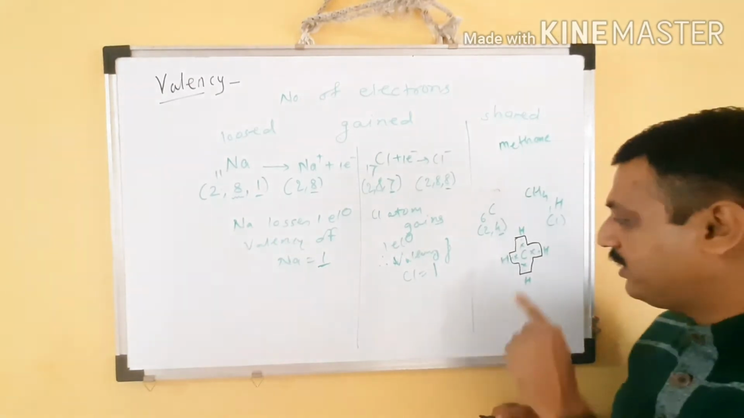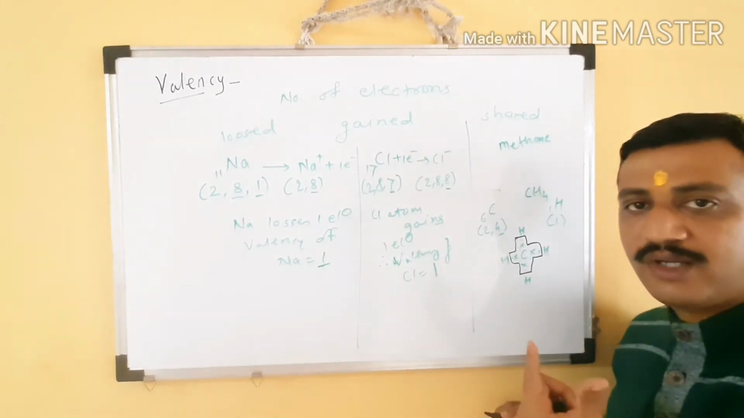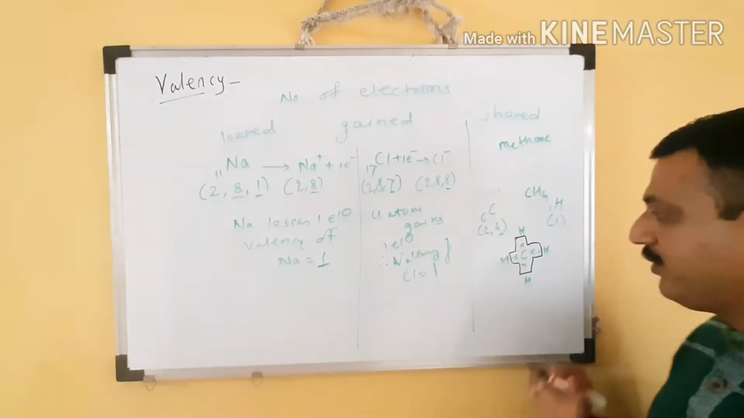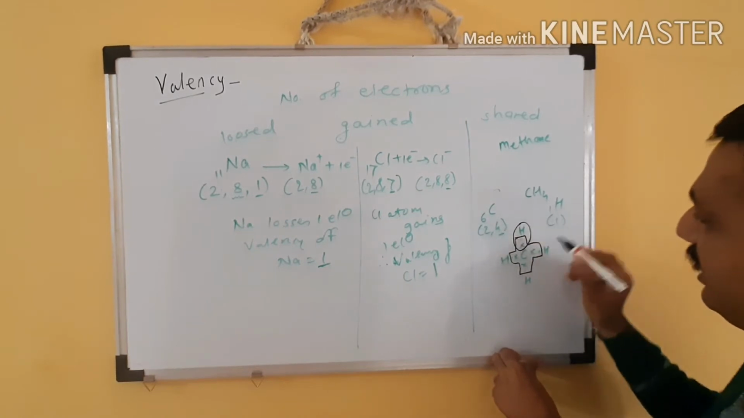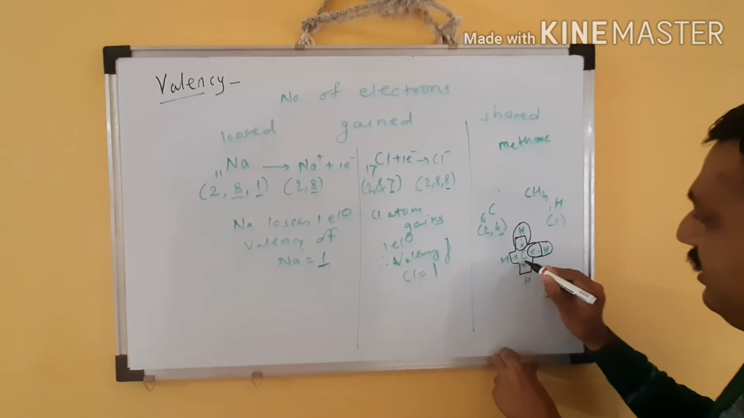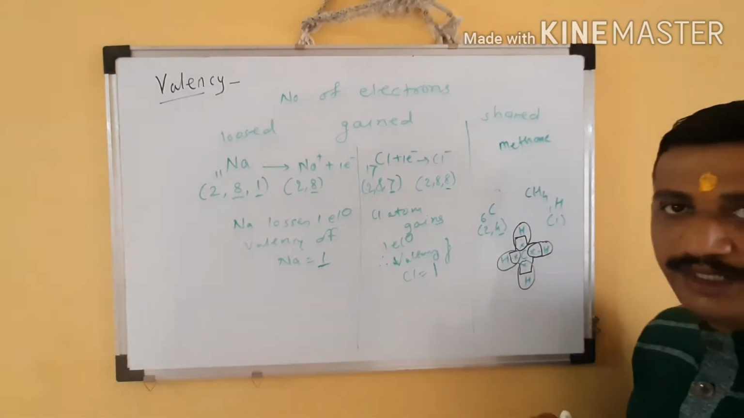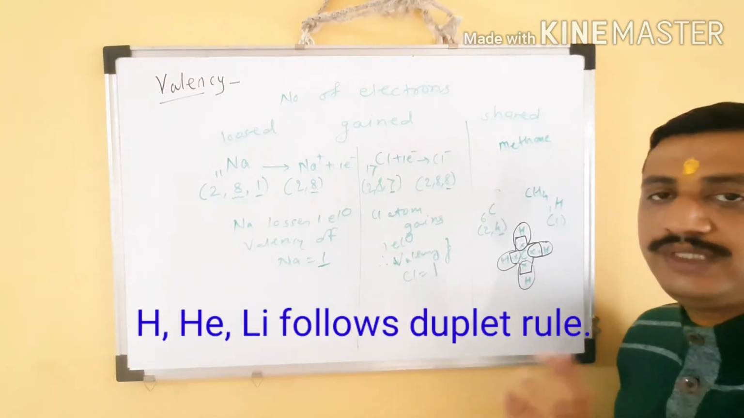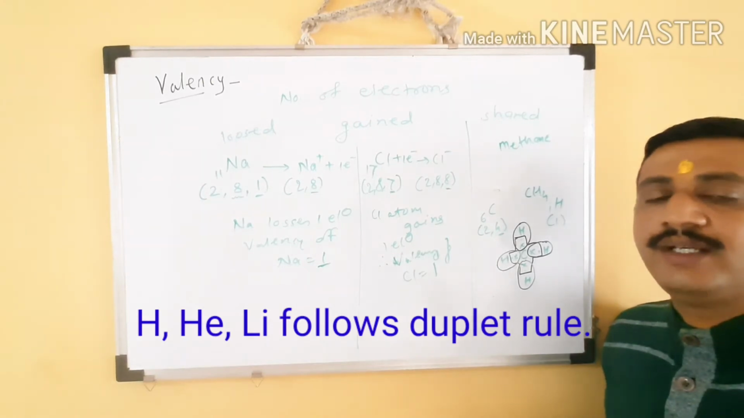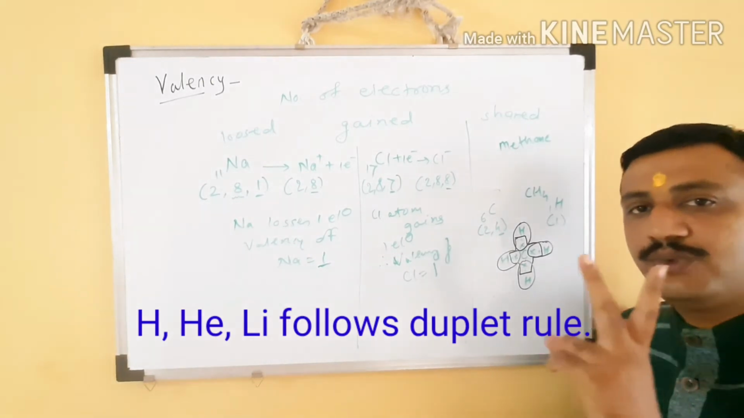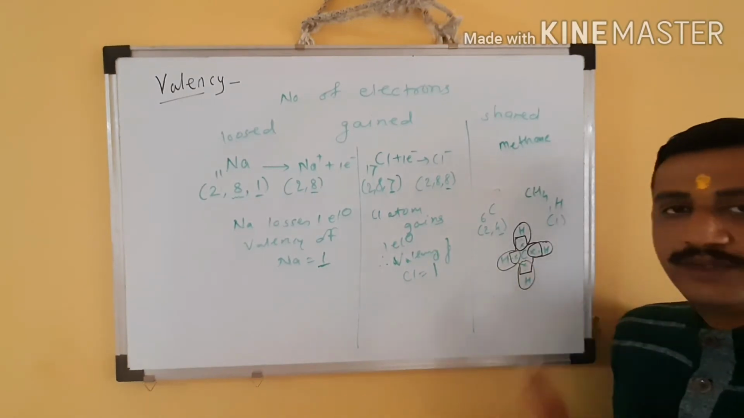Now carbon has its own 4 electrons and 4 shared by the 4 hydrogen atoms. In this way, the total number of electrons in the outer shell of carbon is 8. What about hydrogen? The hydrogen atom has its own 1 electron and 1 electron shared by the carbon atom. In this way, the hydrogen atom has 2 electrons in its valence shell. We call this the duplet rule, which is applicable for hydrogen, helium and lithium only. If the atom of hydrogen, helium or lithium has 2 electrons in its valence shell, it becomes stable. So hydrogen also becomes stable.